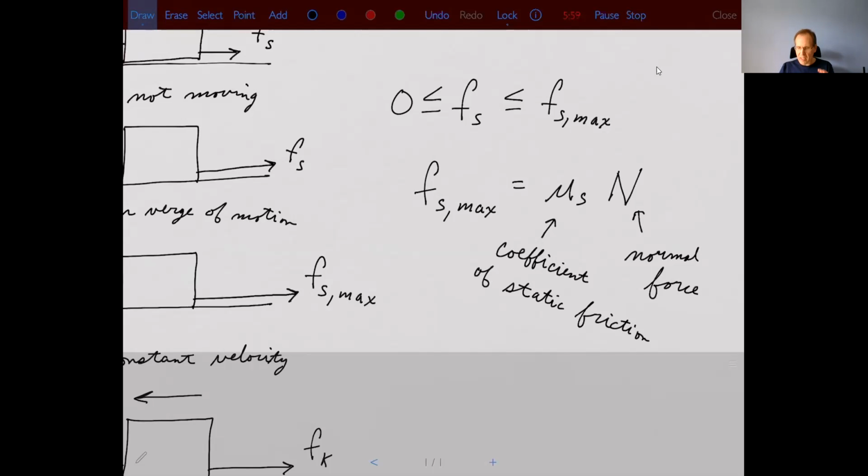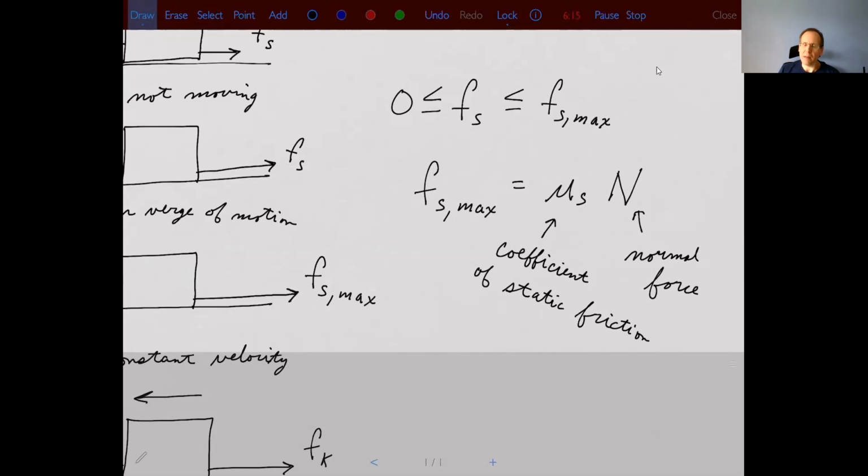And I'll explain normal force in a second. Okay, so Fs max is simply equal to mu s, which is just a number, right? The coefficient of static friction, it's a number that involves the two surfaces that are moving over one another.